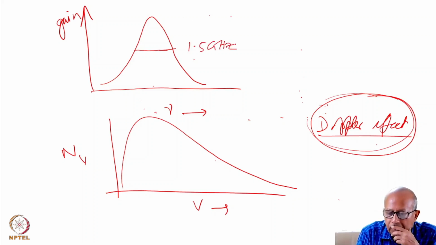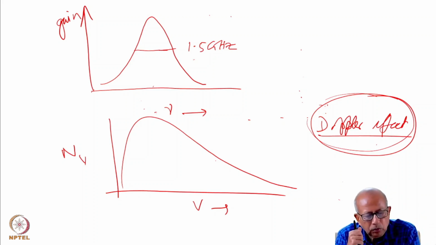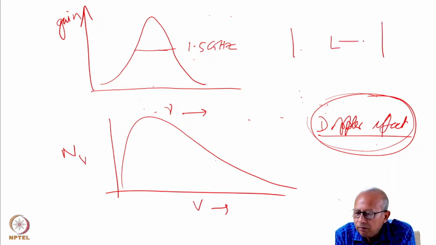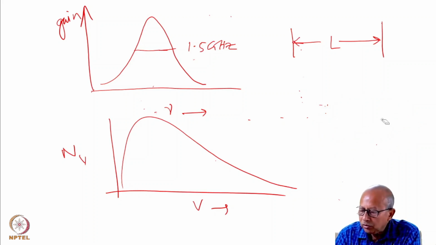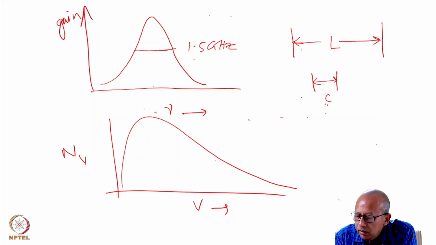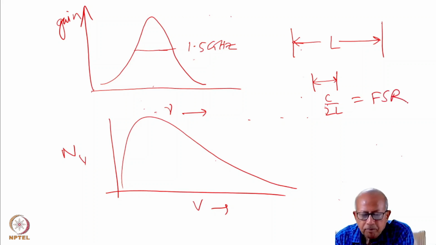So 1.5 gigahertz. So how many cavity modes would be able to lase here? You know that for a cavity of length L, the spacing between two adjacent cavity modes is c by 2L, where c is the velocity of light. This is called the free spectral range of the cavity, FSR.